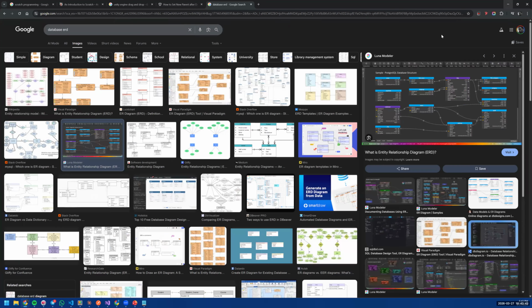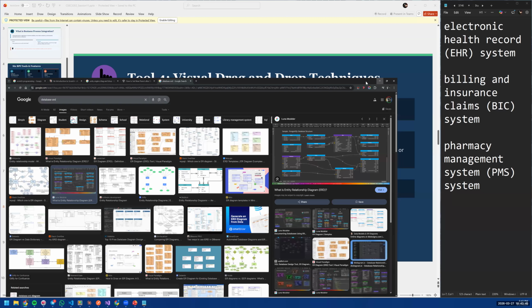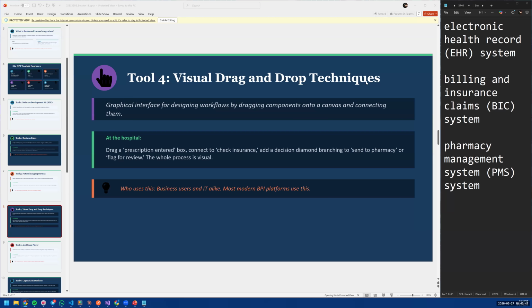Okay, so going back to the visual drag and drop techniques. Instead of writing code or typing out rules, you would literally draw your integration. You have your EHR box and your pharmacy box and you just draw a line between them, and that would be you defining the flow of data between those two systems.